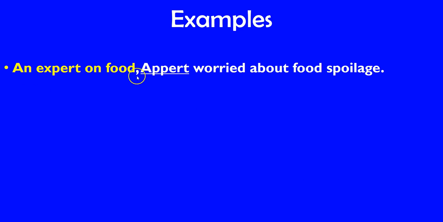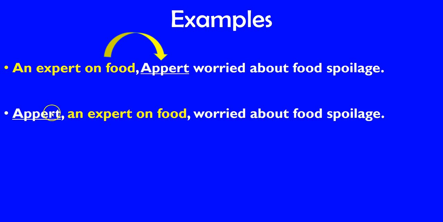So some examples. An expert on food, Appert worried about food spoilage. Appert is the subject, worried is our verb. Here, an expert on food is our appositive phrase. It's right at the beginning of the sentence. It's describing the noun right next to it, Appert, and is separated by a comma.